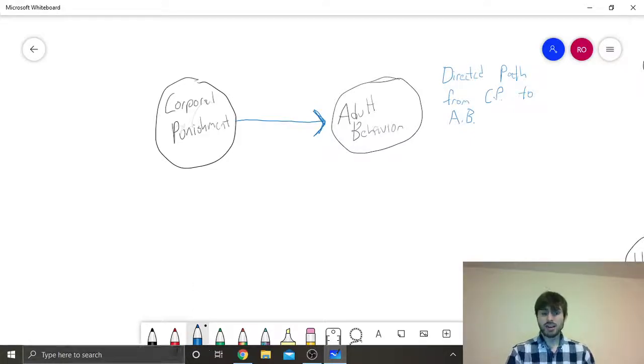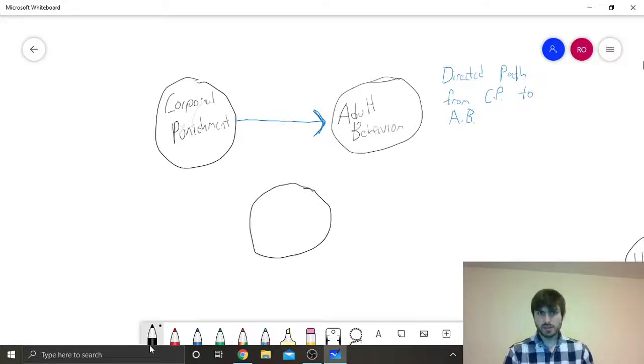Okay, and what we talked about is that there's probably a third variable that's going to causally affect both corporal punishment and adult behavior. And that is probably childhood behavior. This is the idea that rotten kids are more likely to get spanked. That's this causal effect. And rotten kids grow up to be rotten adults. So that's this causal effect here.